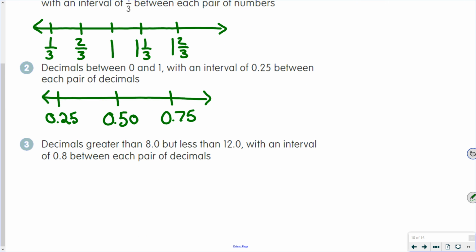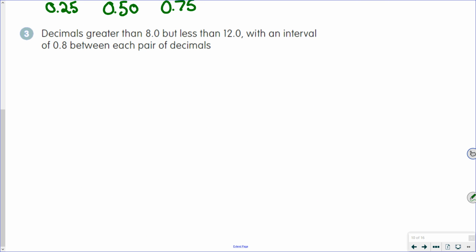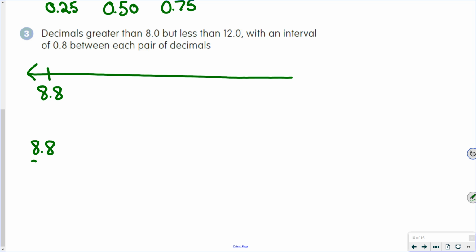And then for our final example on this slide, decimals greater than 8 but less than 12 with an interval of 8 tenths. So if we want to be greater than 8 and our interval is 8 tenths, then we would have 8 and 8 tenths. And if needed, to find the next one, go ahead and do that addition.